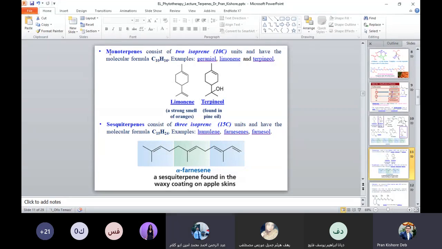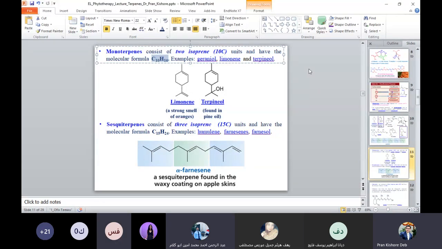Previously, I didn't do it. So monoterpene consists of 2 isoprene, that means 10 carbon units, and has the molecular formula C10H16. What is the basic formula of isoprene? How many remember? C5H8. Right, C5H8. Yes.